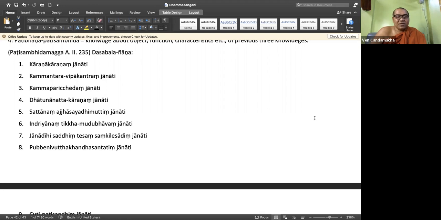And then number 6 is Indriyanam Tikha Mutu Bhavan Janadi. Indriya faculties: Saddha, Viriya, Sati, Samadhi, Panya. Some are very sharp. Some are still to be developed. So the Buddha knows it. That's why sometimes the Buddha waits for the time. Even though something already happened, the Buddha didn't respond to it. For what? The Buddha is waiting for the time, for the faculties to mature.